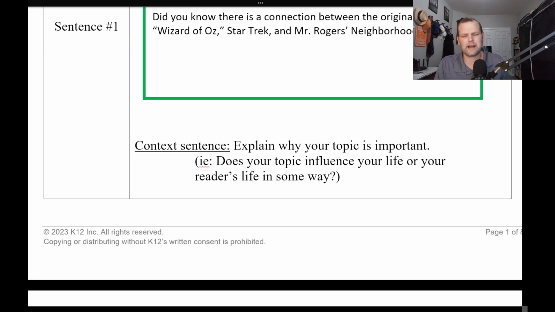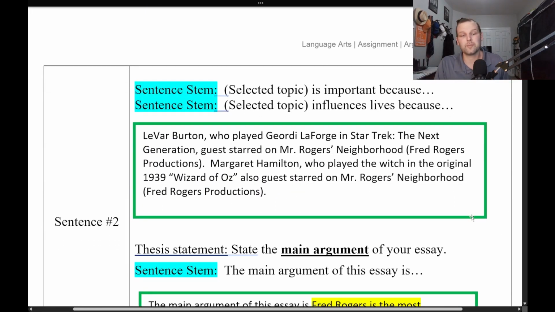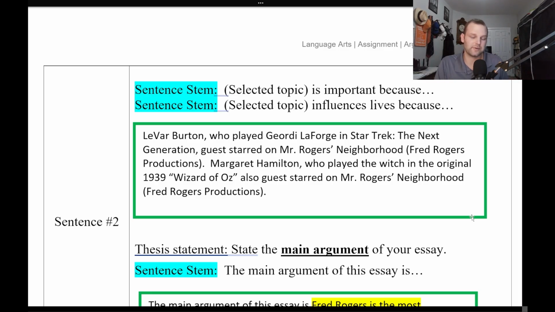Let's provide some more background information. What exactly are we talking about here? Well, LeVar Burton, who played Geordi LaForge in Star Trek The Next Generation, guest starred on Mr. Rogers' Neighborhood, Fred Rogers Productions. Margaret Hamilton, who played the witch in the original 1939 Wizard of Oz, also guest starred on Mr. Rogers' Neighborhood, Fred Rogers Productions.